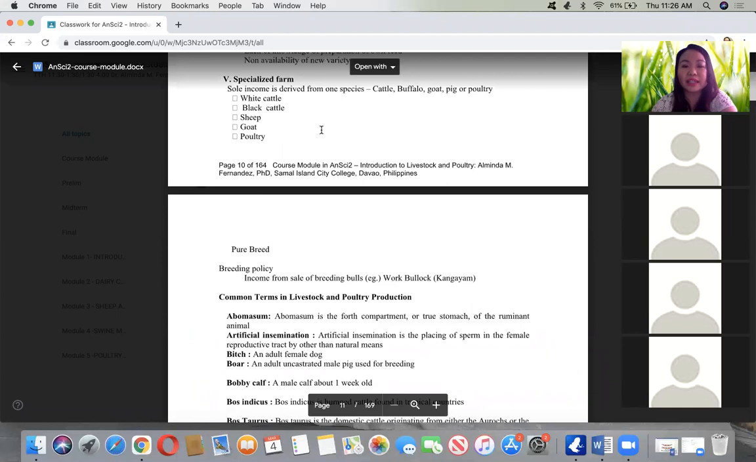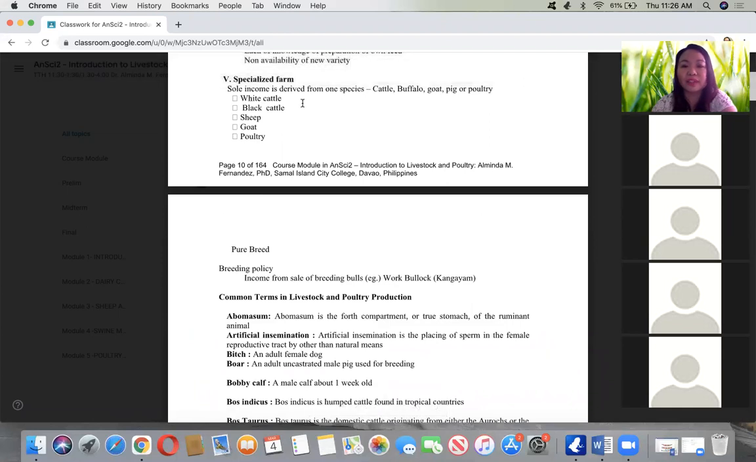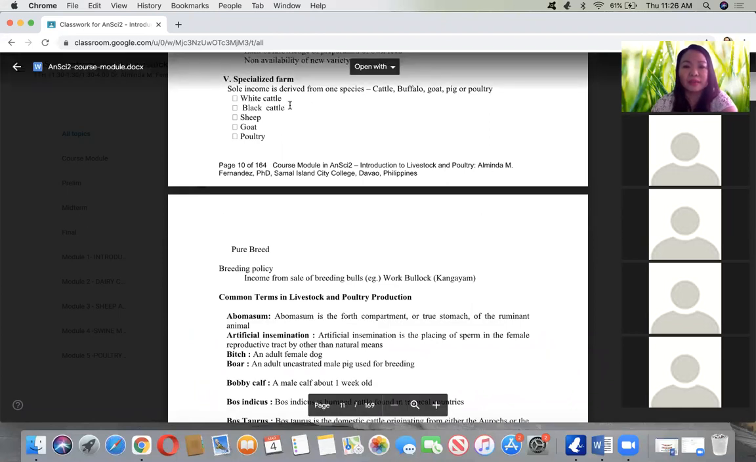So we also have what we call a specialized farm, when these are production of a sole species or one species. So it's sole income only. Like for cattle only, buffalo, pig or poultry, or for purebred or for breeding only.